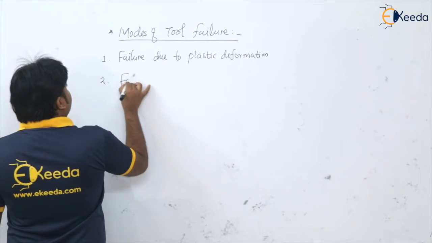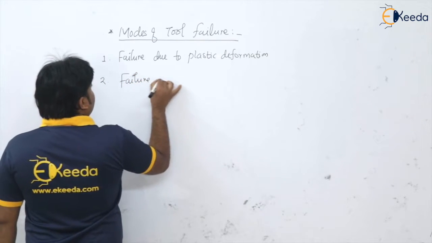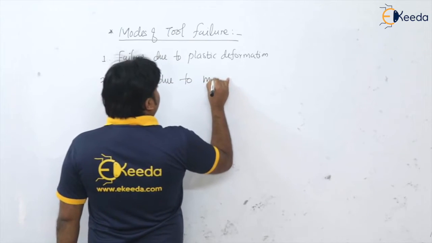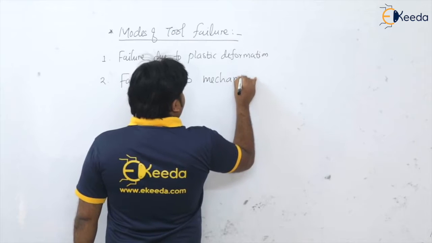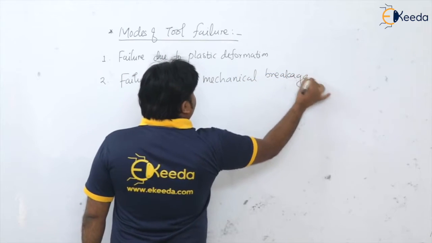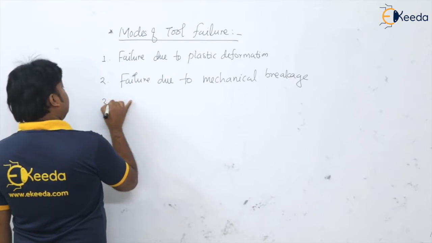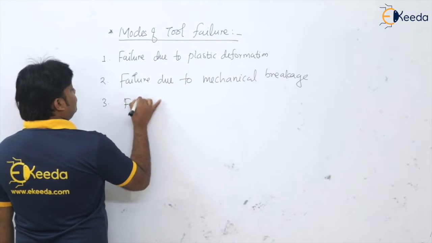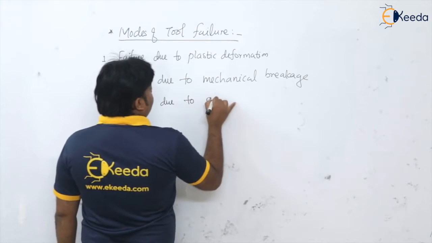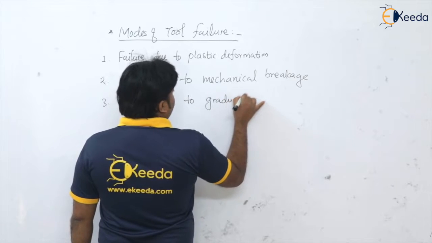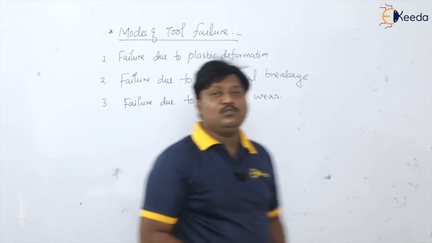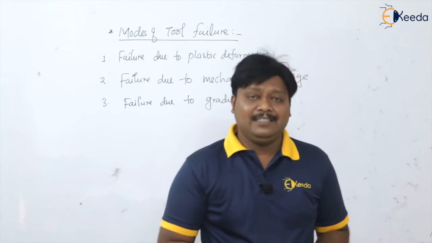Second, the failure due to mechanical breakage. And third is failure due to gradual wear. Okay, so these are the three modes of tool failure we are going to discuss here.